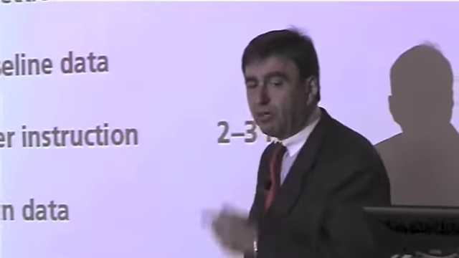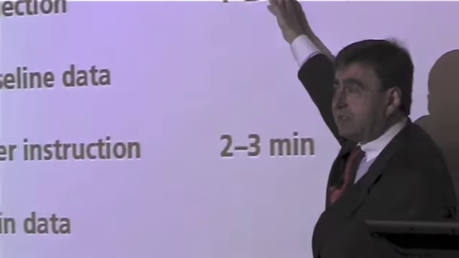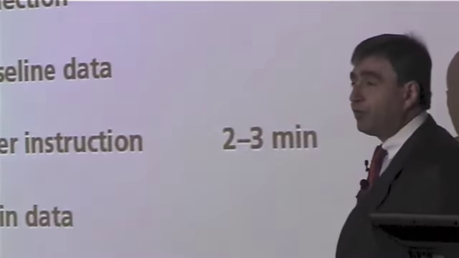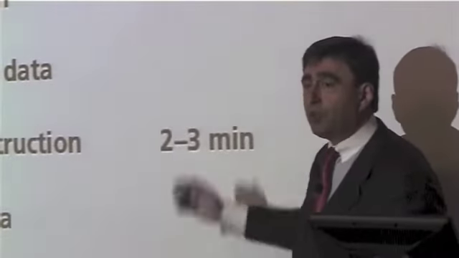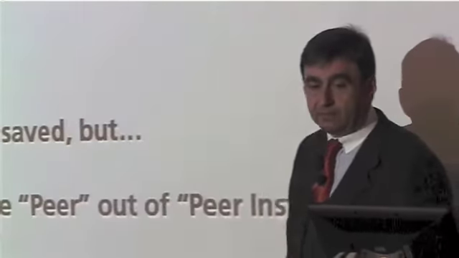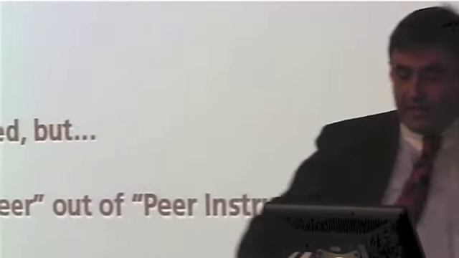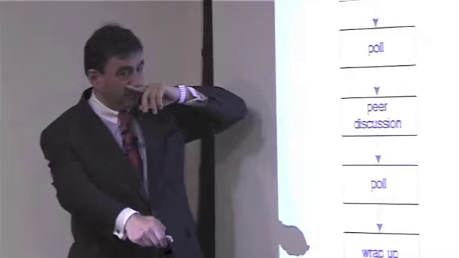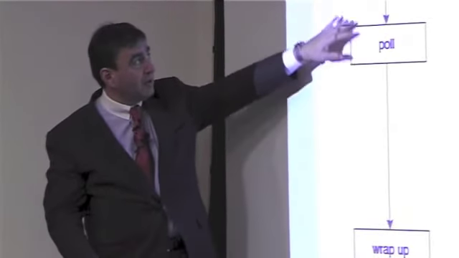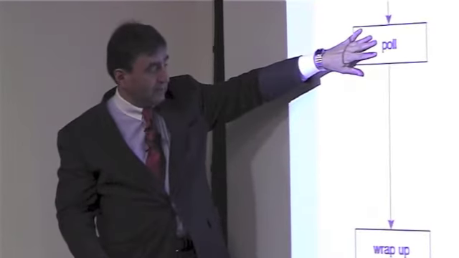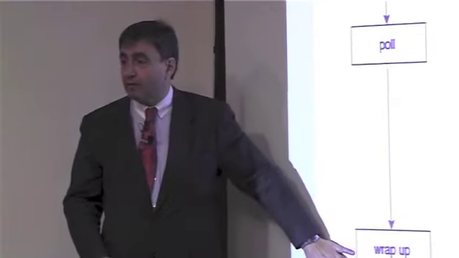How long does this take? Well, about 5 minutes for this, a few minutes for these parts, 2 to 3 minutes here, a few minutes for closure. So you see, you're still talking 10 minutes, but the whole thing takes about 15 minutes. Can you save time? Yeah, you could omit some parts. There are some people who try to save time by cutting edges here. For example, you could poll them and then immediately wrap up. But now you've taken the peer out of peer instruction, right?